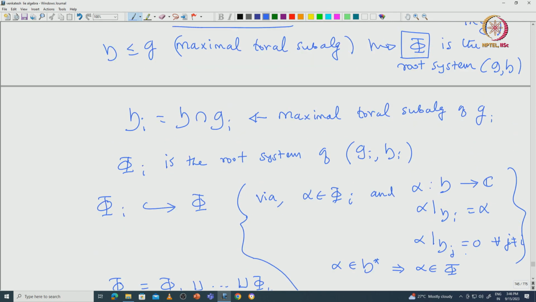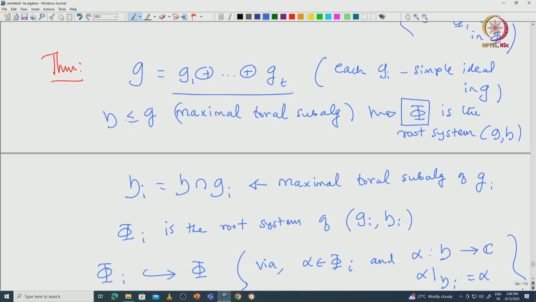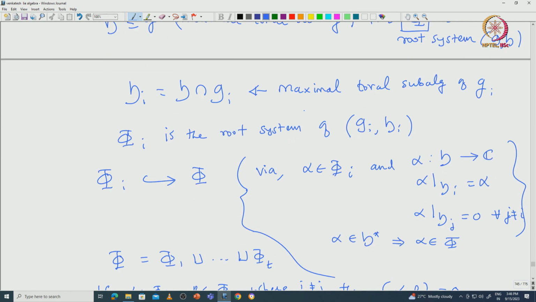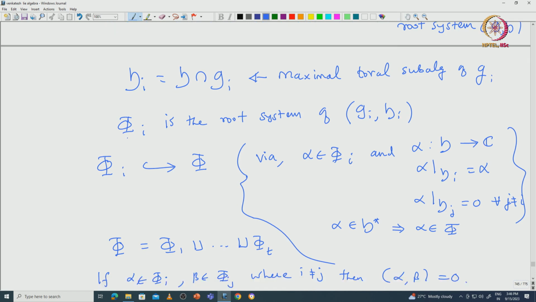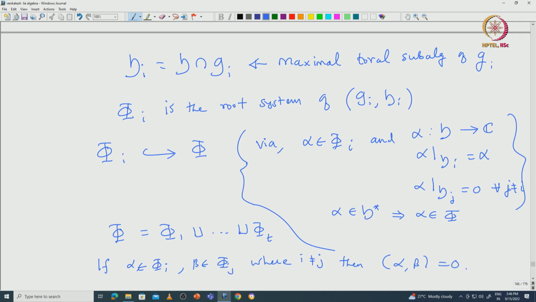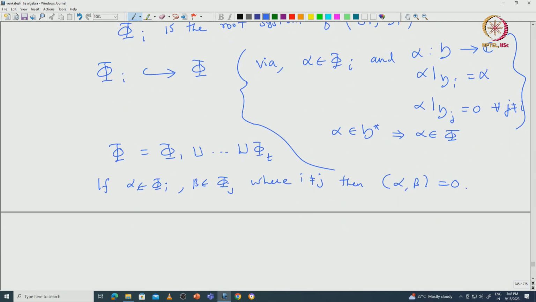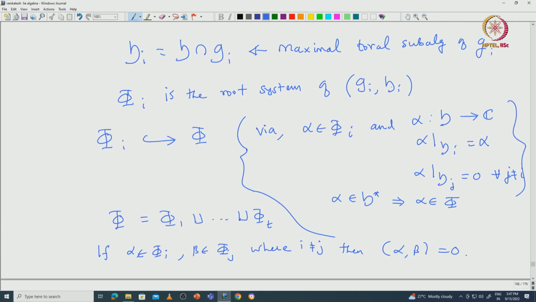Basically what we are saying is, if you take H to be a maximal toral subalgebra of G and phi is the root system associated with this pair G, H, then if you can write G as a direct sum of simple ideals, we will be able to produce maximal toral subalgebras of the G_i's, which will be just H intersection G_i. And if phi_i is the root system of the pair G_i, H_i, then phi can be written as a direct sum of irreducible root systems with respect to these pairs G_i, H_i.